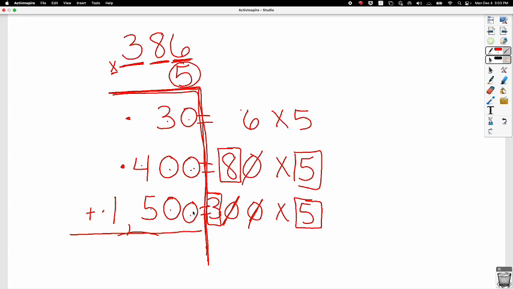0 plus 0 plus 0, of course, is 0. 3 plus 0 plus 0, 3. 4 plus 5 equals 9. And 1 by its lonesome. And we bring that down and add our comma. So our final answer is 1,930.